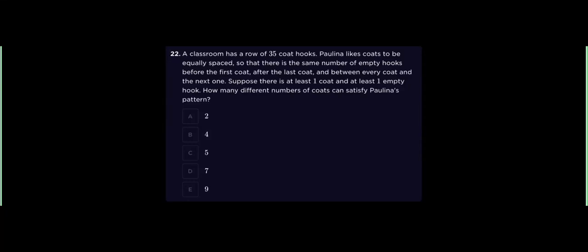A classroom has a row of 35 coat hooks. Paulina likes coats to be equally spaced so that there is the same number of empty coats before the first coat, after the last coat, and between every coat and the next one. Suppose there's at least one coat and at least one empty hook. How many different numbers of coats can satisfy Paulina's pattern?